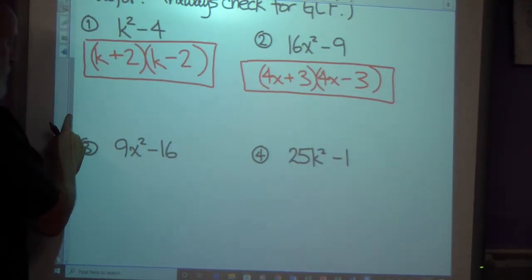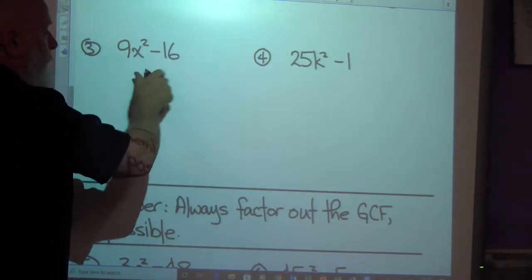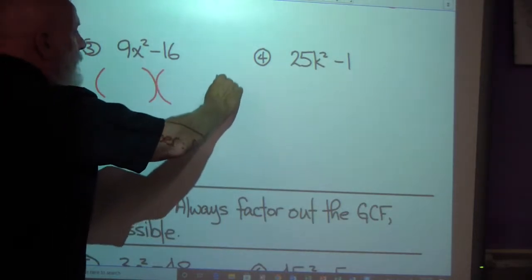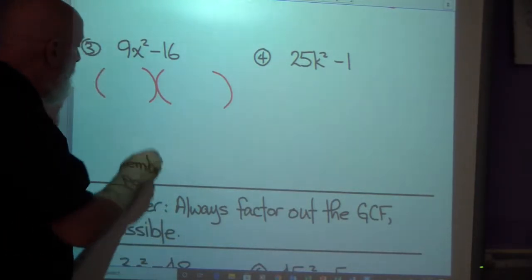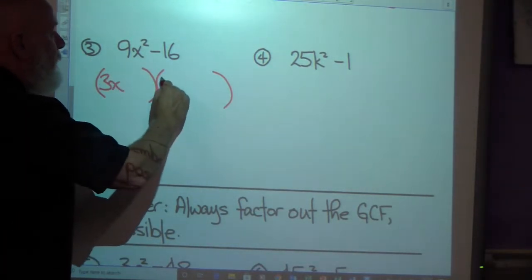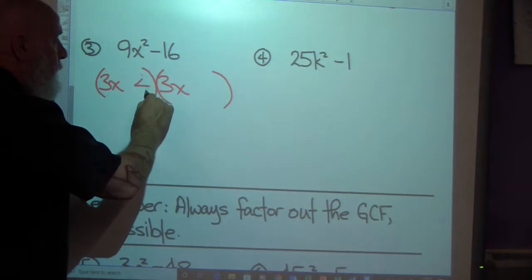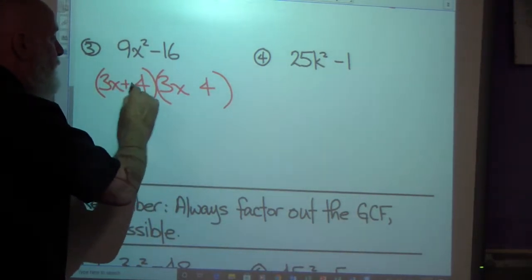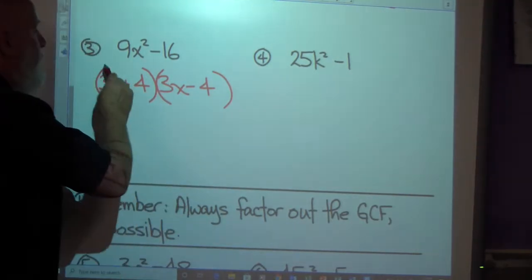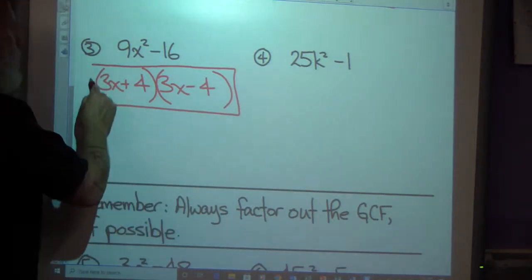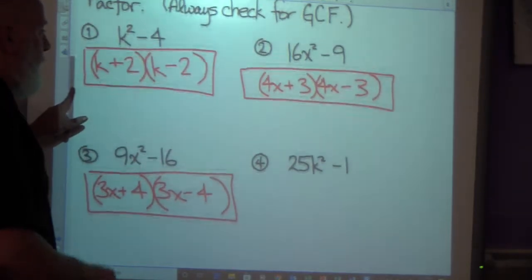Okay, let's do another one. I look here, they don't have any common factors, so I'm just going to go right into my pattern. The square root of 9x squared is 3x, because 3x times 3x is 9x squared. So I put the square root of the first one here and here. I put the square root of the second one. 4 times 4 is 16. Here and here. Make one positive, one negative, and I've got it factored. 3x plus 4 times the quantity 3x minus 4 will equal 9x squared minus 16. The middle two terms will cancel out just like they did here when I demonstrated that.